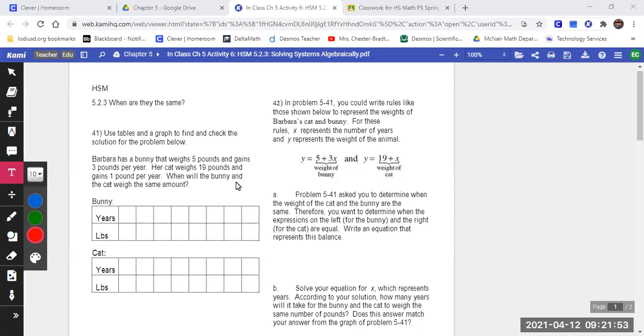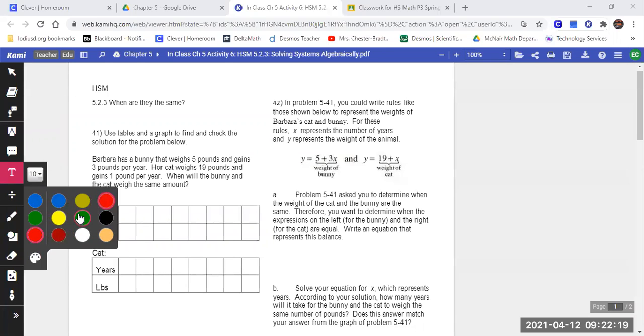All right, so use the tables and the graph to check the solution for the problem. Barbara has a bunny that weighs 5 pounds and gains 3 pounds per year. So here's a bunny. Her cat weighs 19 pounds and gains 1 pound per year. When will the bunny and the cat be the same weight?